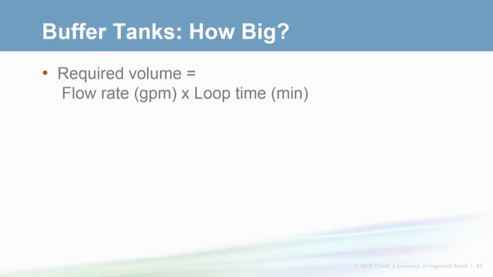First step is to determine what the required volume in the chilled water system must be in order to meet that specific loop time. The calculation is pretty straightforward and is simply the chiller's design flow rate in gallons per minute times the required loop time. For example, a chiller that has a 500 gallon per minute flow and requires a 2-minute loop time will need to be installed into a system with a minimum of 1,000 gallons.